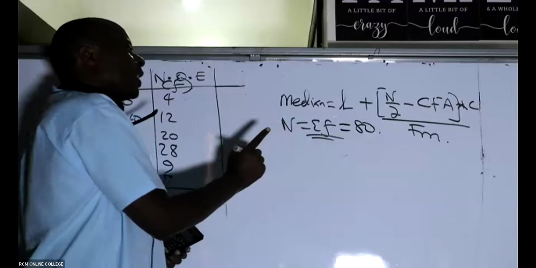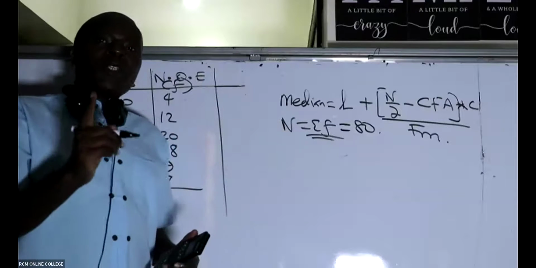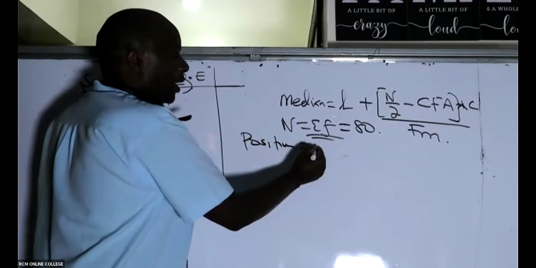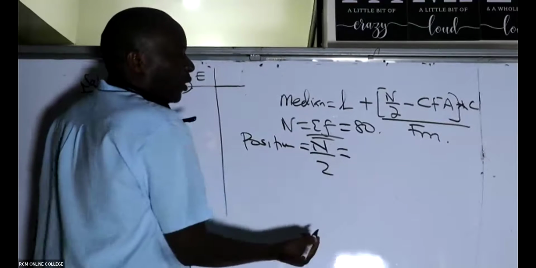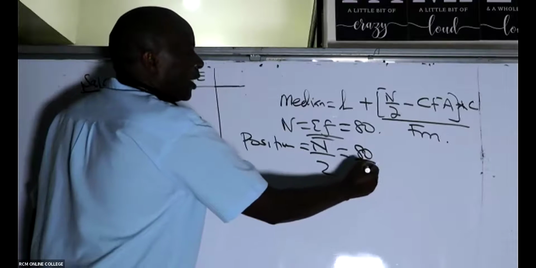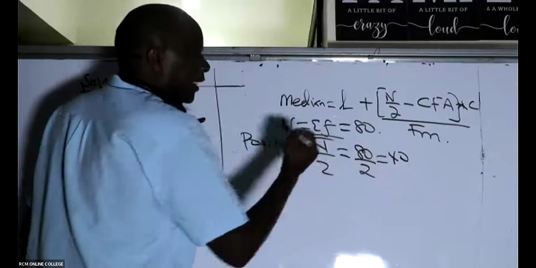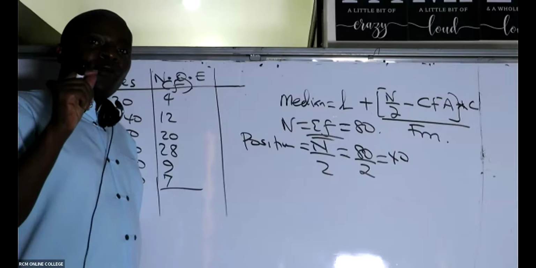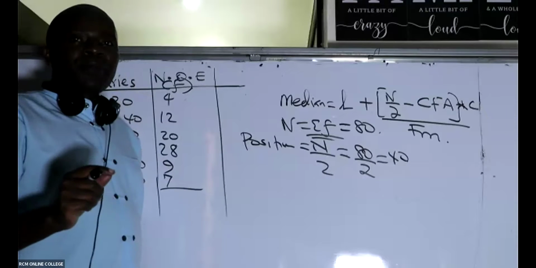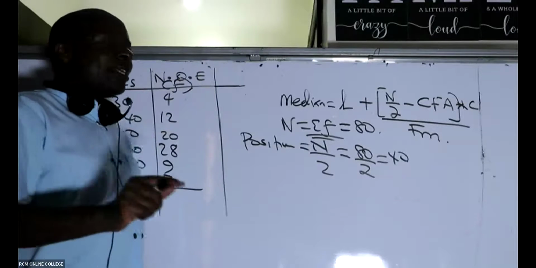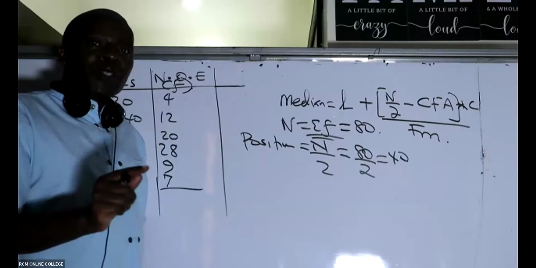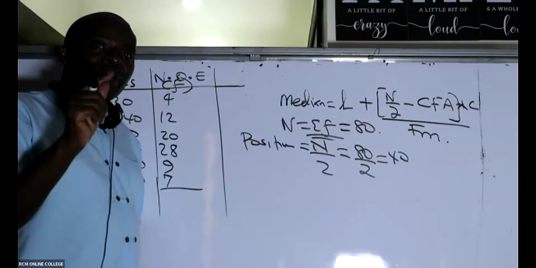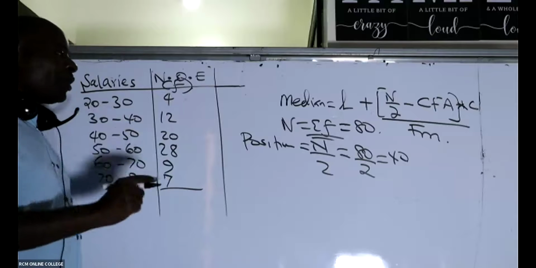When we talk of median, the very first thing you need to do is to give us the position of this median class. Position will be n over 2. So you talk of 80 over 2, which gives us 40. In this case, the median value will be the 40th unit. If the distribution, like in this case, is employees, then if you arrange this in ascending order, the 40th employee will be the middle employee. So then we have the position.